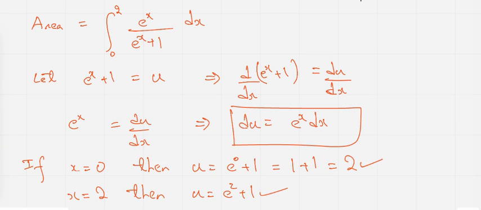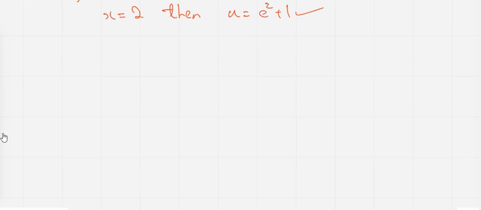Let's write it a little here for you, just for consistency. So it's going to be the integral from 2 to e squared plus 1 of 1 upon u du. Okay, so e^x dx is replaced by du, e^x plus 1 is replaced by u. This is the situation. And now the area is finally getting closer. It is going to be ln of u going from 2 to e squared plus 1.